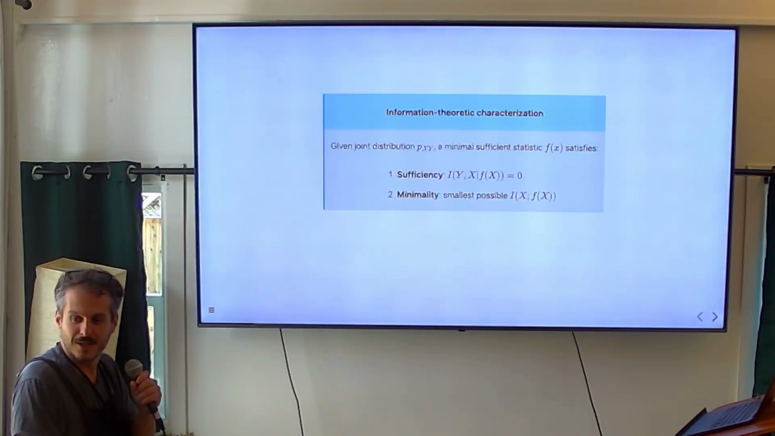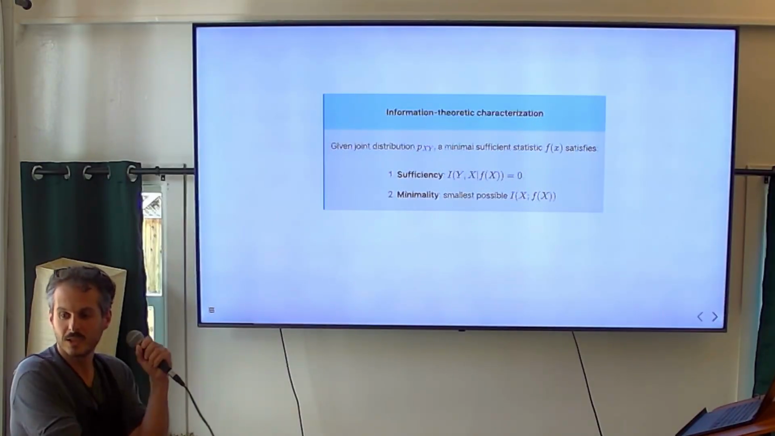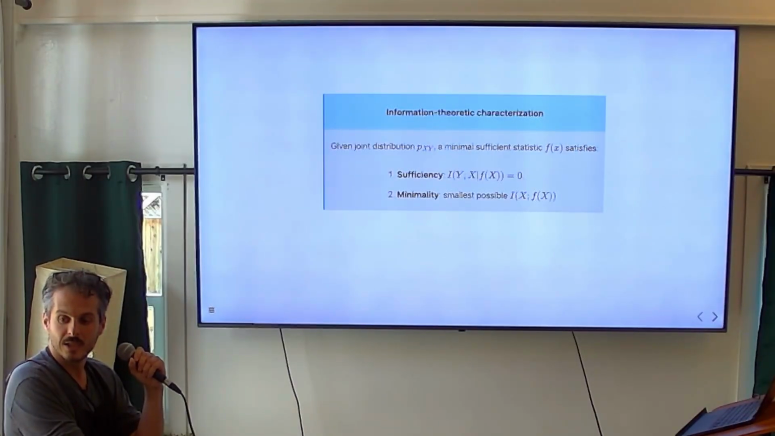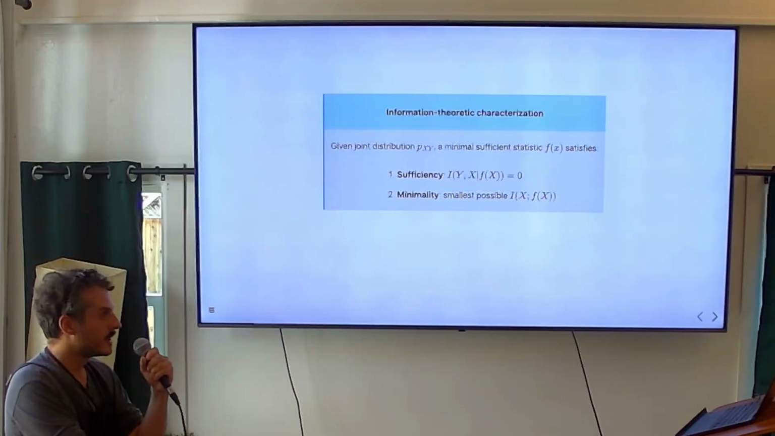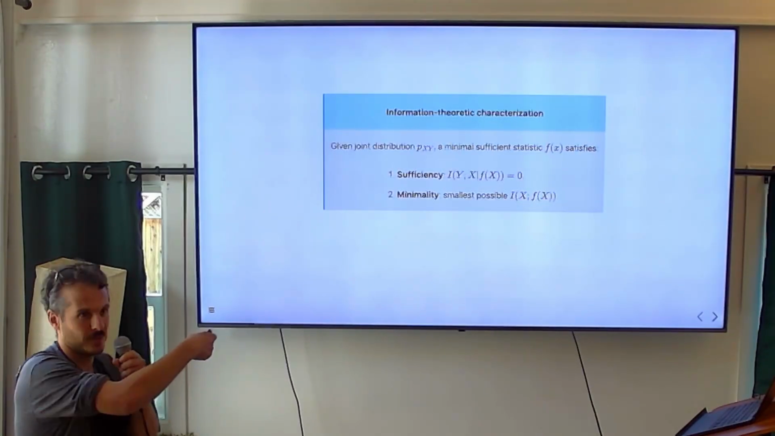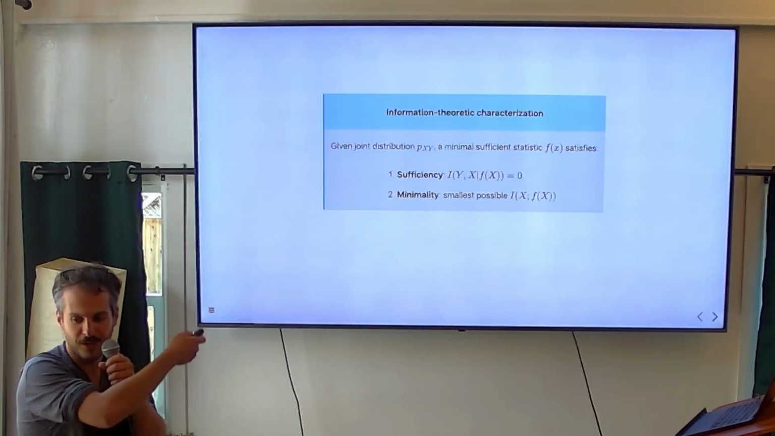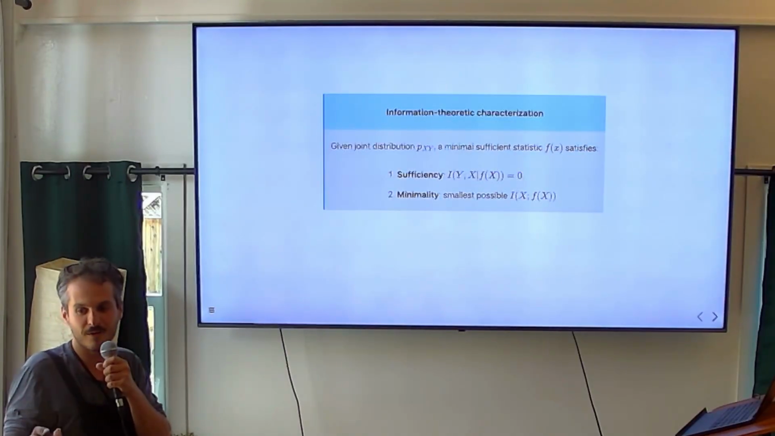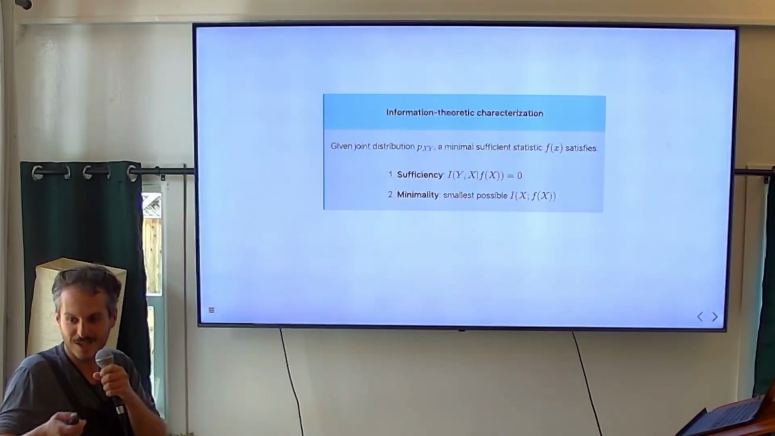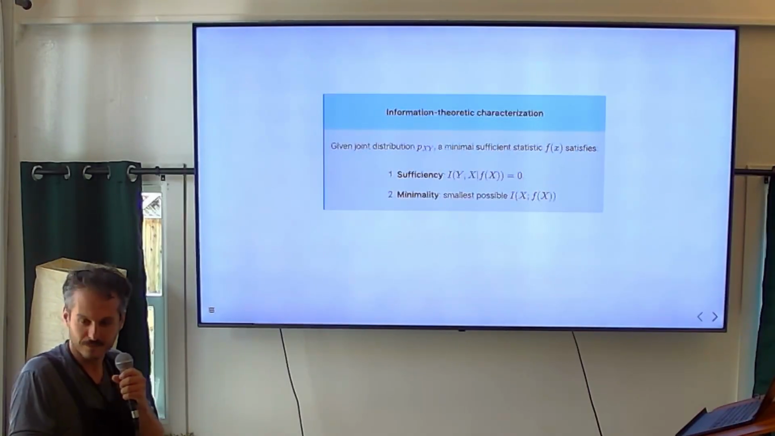Just wondering, on the definition you had for minimality, could I alternatively think of it as if f is a minimal sufficient statistic, then there's just a permutation function that relates it to every other minimal sufficient statistic? Yeah, I think you could derive that easily, because every minimal sufficient statistic has to be a function of every other one.